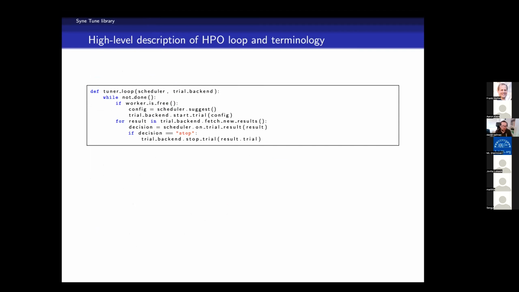Okay, so the tuner loop is something like that. While you have not reached your stopping criterion, if there is a worker that is free, you ask your HPO method, please suggest me something. You then send it to the backend that has the responsibility of running this thing. And you also regularly query if there are new results. As soon as there is a new result, you communicate it to the scheduler, and it can take a decision, for instance, to stop if it's a bad configuration. So it's a simplified view, but that's basically the main idea of how it works.